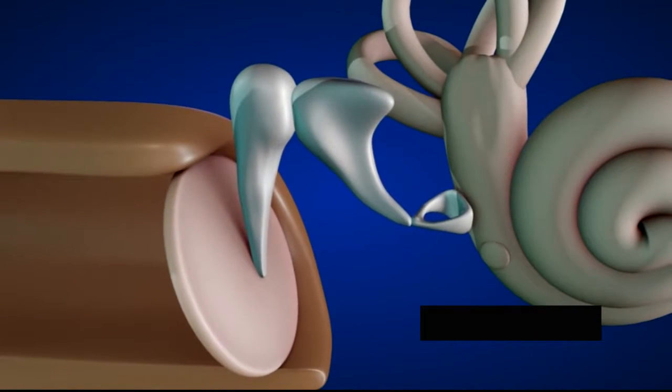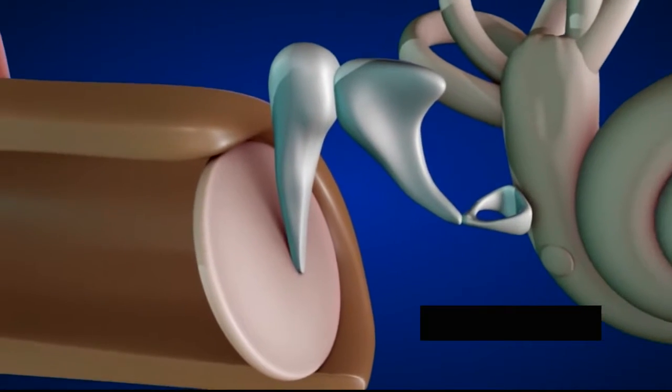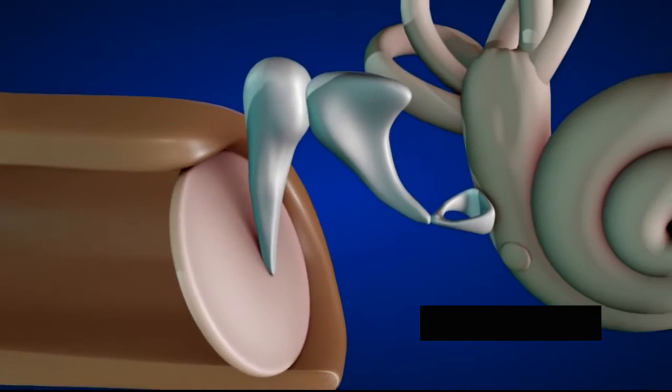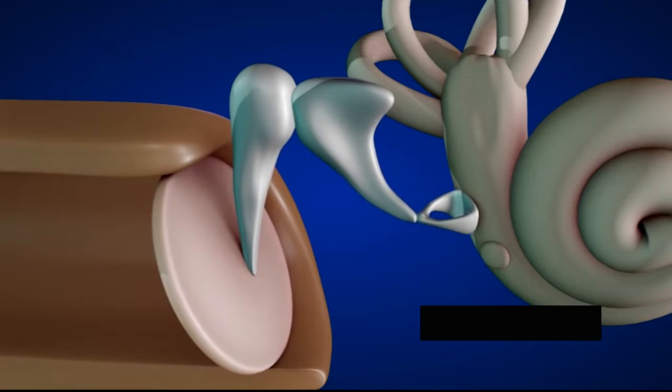Now we are at the middle part of the ear. These three tiny bones are called, from left to right, the malleus, incus and stapes, or hammer, anvil and stirrup respectively. The vibrations generate energy and channel them through these three bones to the stapes, causing a chain reaction.